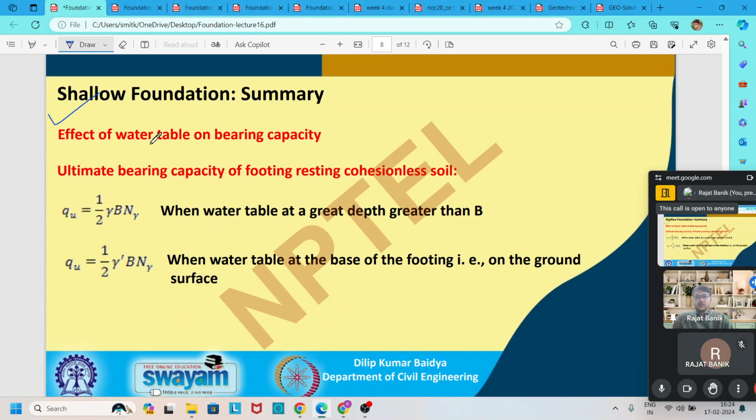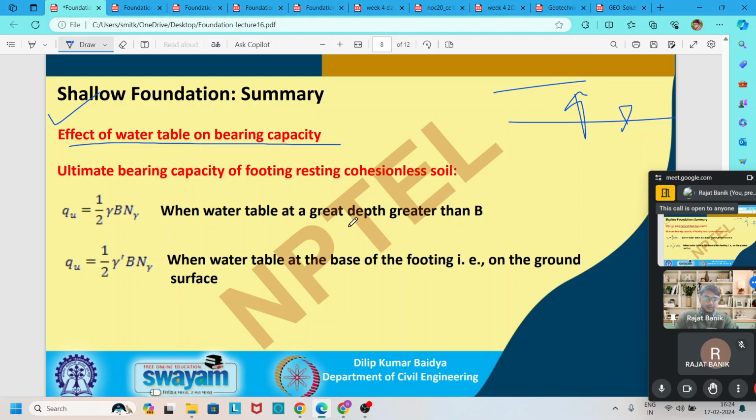Then in the foundation, we also consider the effect of the water table. We know that if the ground water table rises very close to the foundation or above the foundation, then the bearing capacity may get affected and it reduces the bearing capacity. So when the water table is at a depth greater than the width of the foundation from the base of the footing, then the formula may not be affected.